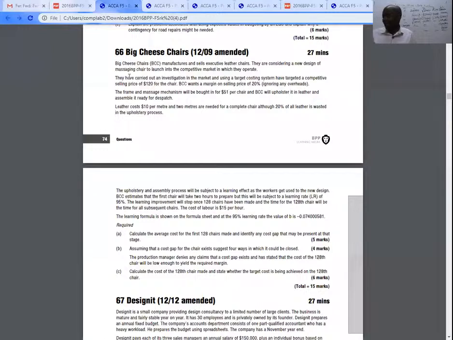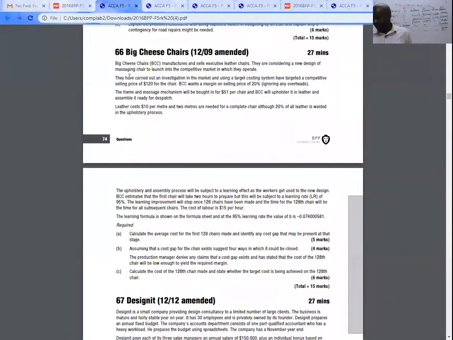The frame and massage mechanisms will be bought in for $51 per chair, and BCC will upholster it in leather and assemble it ready for dispatch. Leather costs $10 per meter, and 2 meters are needed for a complete chair, although 20% of all leather is wasted in the upholstery process. The upholstery and assembly process will be subject to a learning effect as the workers get used to the new design. I like ACCA. You can see they're trying to combine target costing with learning curves.